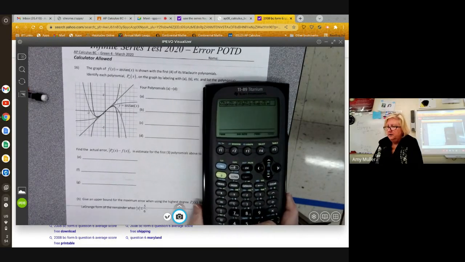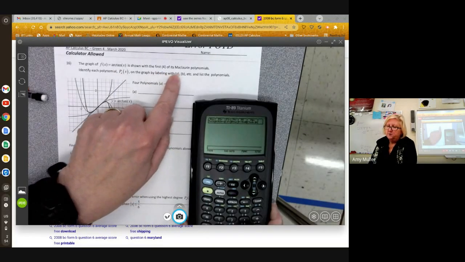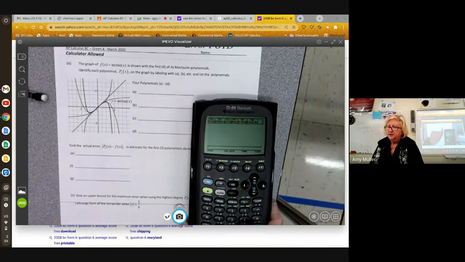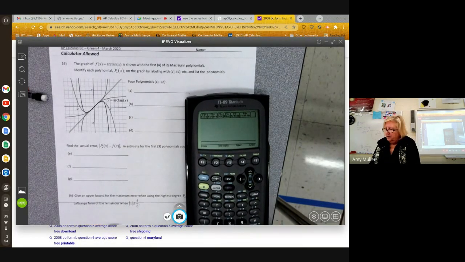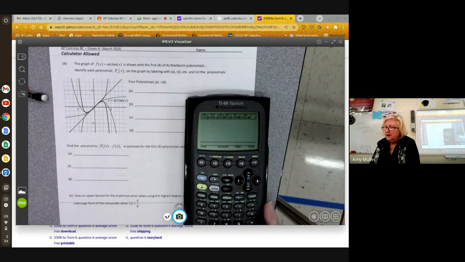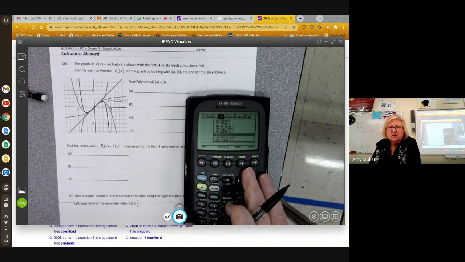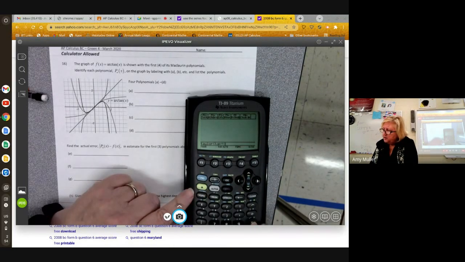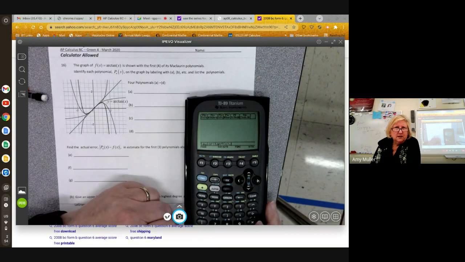Okay, so this one says the graph of arctangent is shown with the first 4 of its Maclaurin polynomials. Identify each polynomial on the graph by labeling them A, B, and so on, and list the polynomials. Now, arctan, you know, right? Inverse tan. But let's pretend you didn't, and this is the calculator section. How do we get our calculator to create one? We go F3, up to number 9, which is Taylor. Press enter. Then I'm going to go inverse tangent of x, comma, and I don't know how many I'm going to do. Let's do 7.